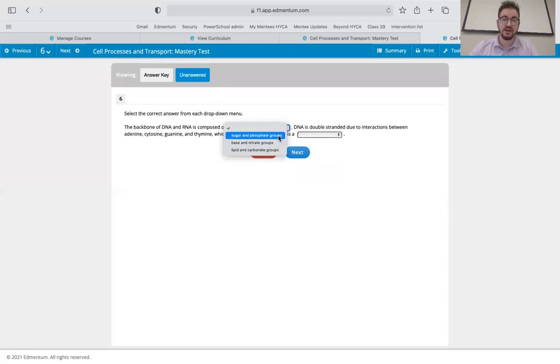So it is sugar and phosphate. We talked about it way earlier, first lesson. There's a P in DNA that stands for phosphorus. So that's how you know that.